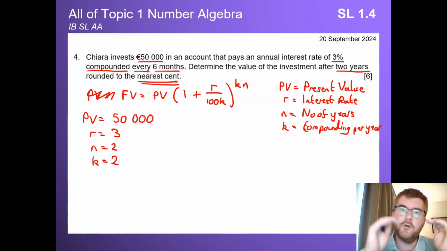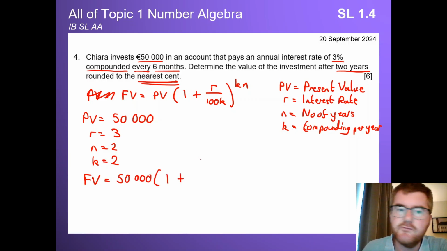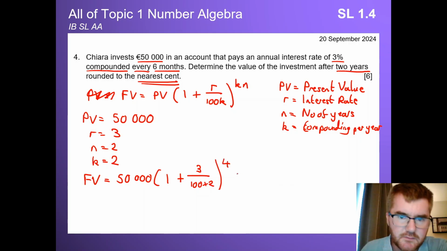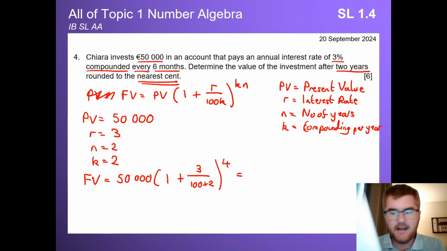So you write down what you have, then you think about how we're going to work out what we need to do. So final value is equal then to 50,000. Then we have 1 plus the interest rate, R is equal to 3. And we have 100k, so 100 times 2. And then to the power of kn, so that's 2 times 2, which is just equal to 4. So we set it out very neatly and very nicely. And now it's just a calculator exercise.